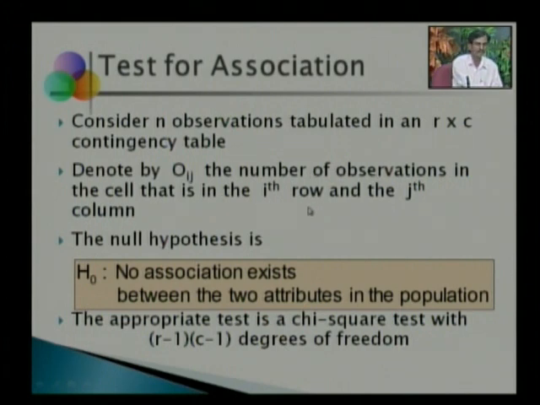Now this Oij, in general, is the number of observations in the cell, that is in the ith row and jth column. In this case our hypothesis is slightly different because we want to test association or independence. So the null hypothesis is that no association exists between the two attributes in the population. For this type of hypothesis testing problem, the test statistic is chi-square with (R minus 1) into (C minus 1) degrees of freedom.